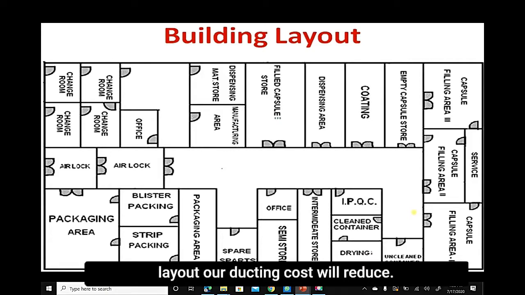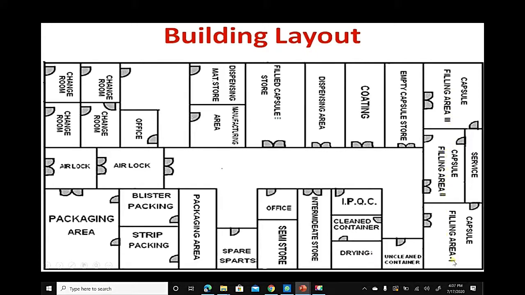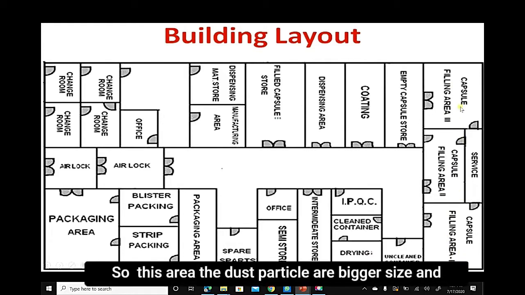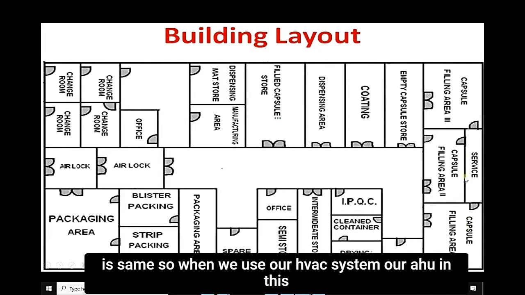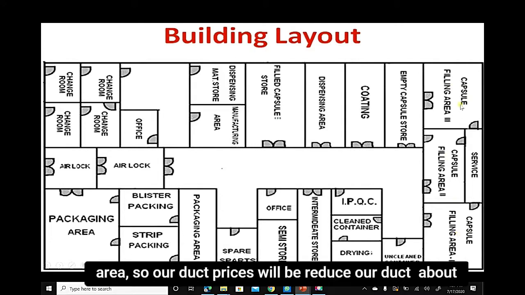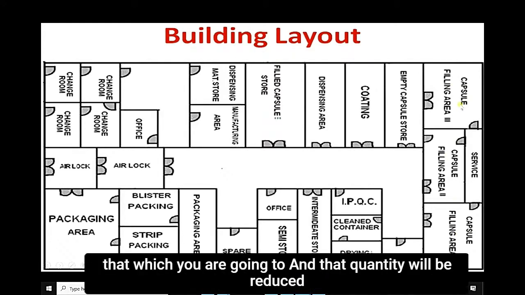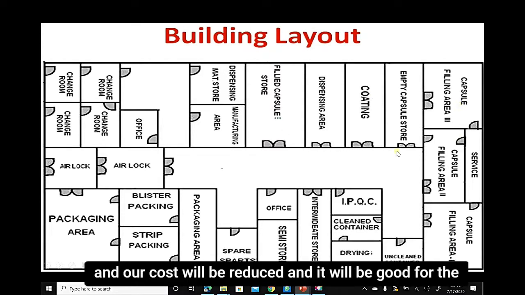By this layout, our ducting cost will reduce. If we see, this is filling area 3, filling area 2, and filling area 1. All these filling areas are adjacent to each other. In this area, the dust particles are bigger in size, and the cleanliness level and activity of all of these areas are the same. So when we use our HVAC system, our AHU in this area, our duct quantity will be reduced, and our cost will be reduced, and it will be good for contamination crossing also.